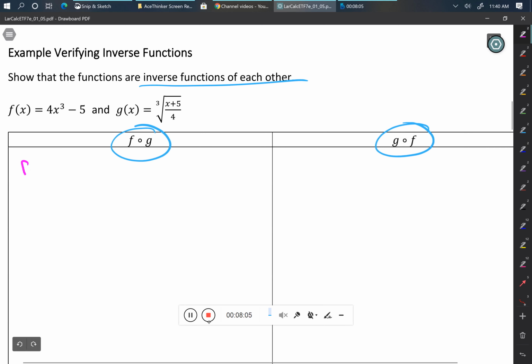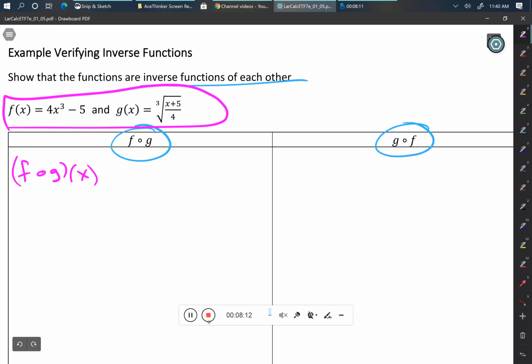We're going to perform f composed with g of x for these two functions right here. So that is f of g of x. First step is just to replace g of x with what the function g of x is defined to be. It is defined to be a big cube root, and under that cube root is the fraction with numerator x plus 5 and denominator 4.